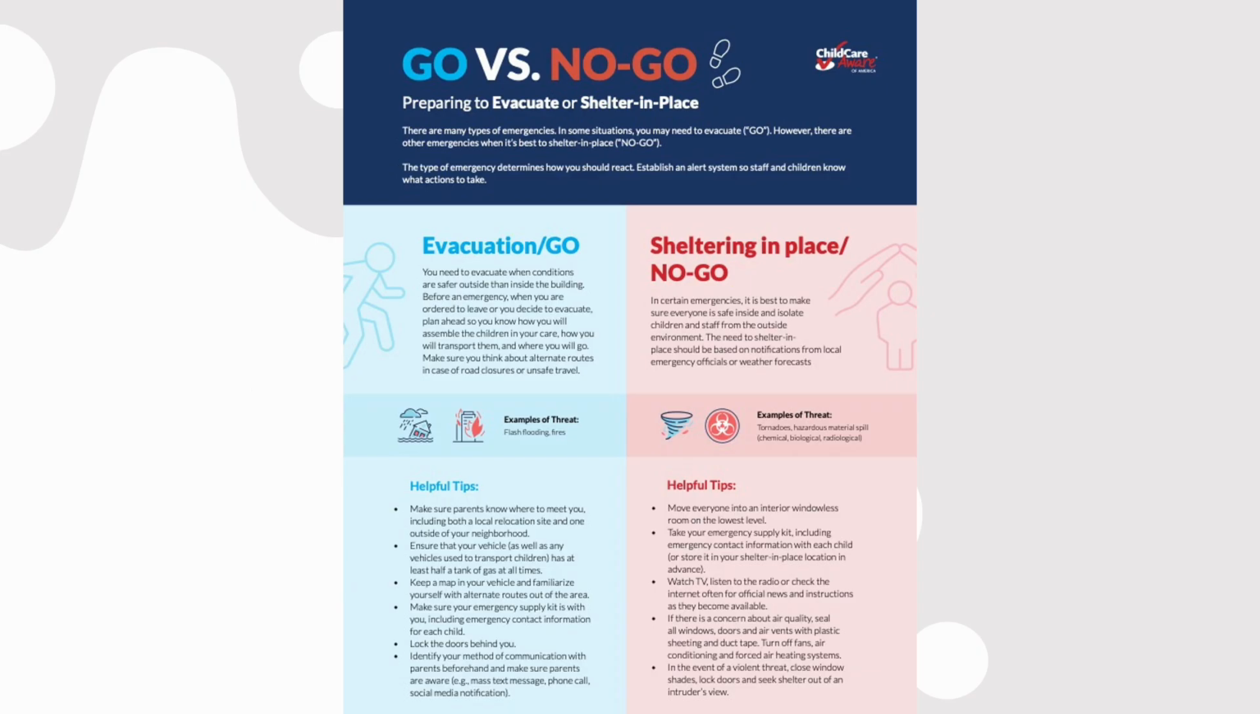This is a resource that Child Care Aware has, and I think it's great. It just talks about go versus no go, so it's preparing to evacuate or shelter in place. And it includes some tips about evacuation and sheltering in place that are really helpful. So I just recommend pausing this video and taking a moment to look over it.